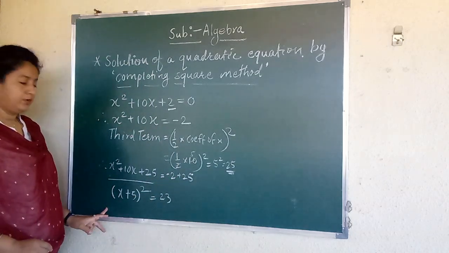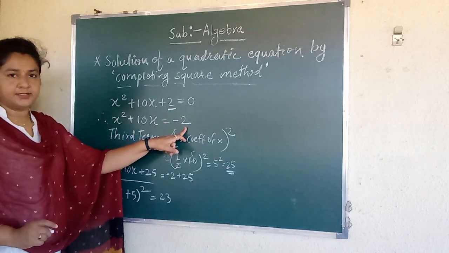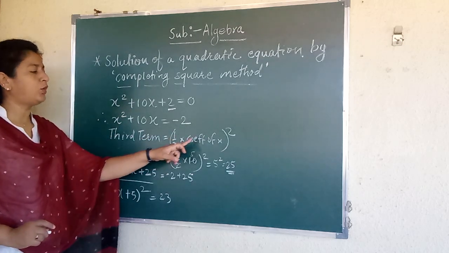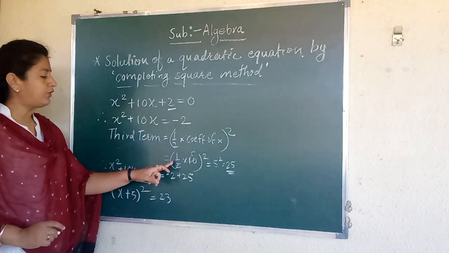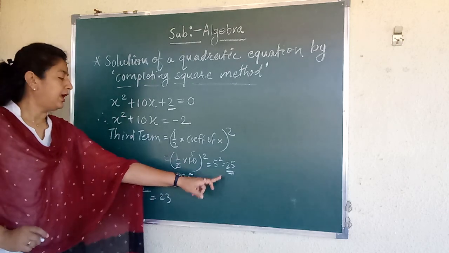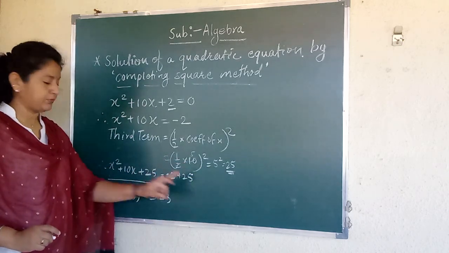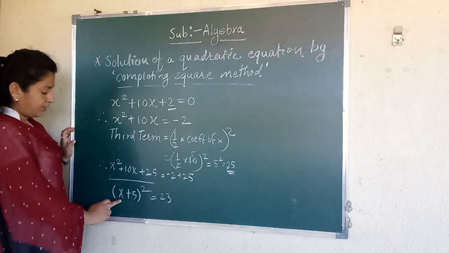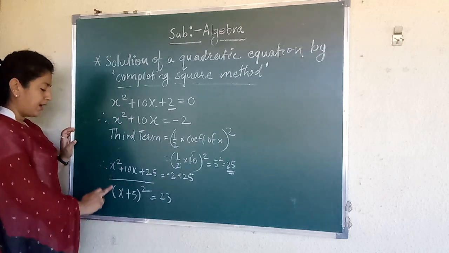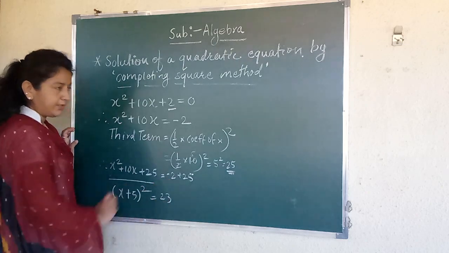Up to here, understood what I did? The third term I have taken to the right hand side. This is the first step. Then the third term we have to find by the formula 1/2 into coefficient of x, bracket square. So 1/2 into 10 is 5, and 5 square is 25. We got the third term. We have to add it to the left hand side and the right hand side. Now I have added 25 here and 25 here, and this is the expansion of which bracket? x plus 5 bracket square. And this answer is 23.